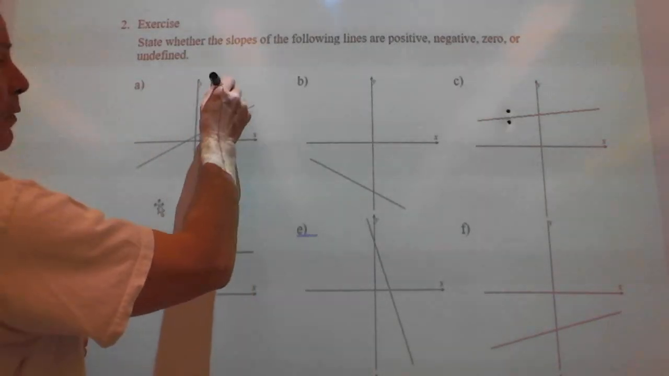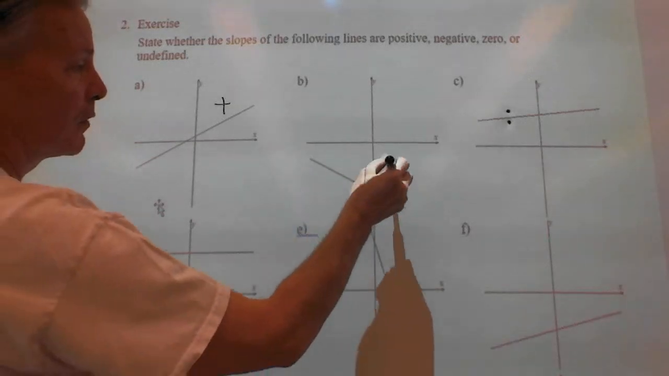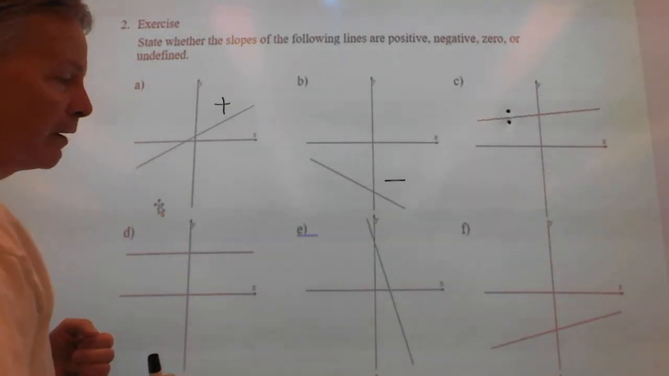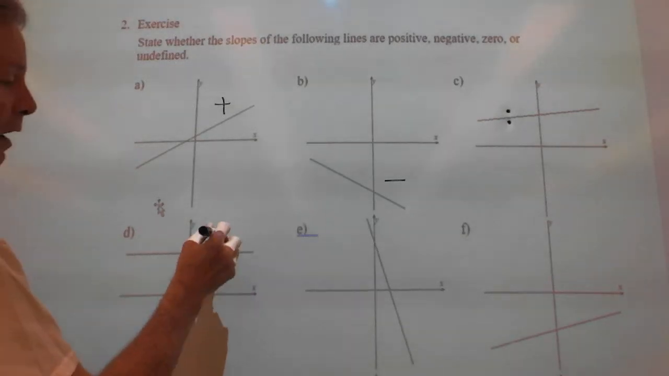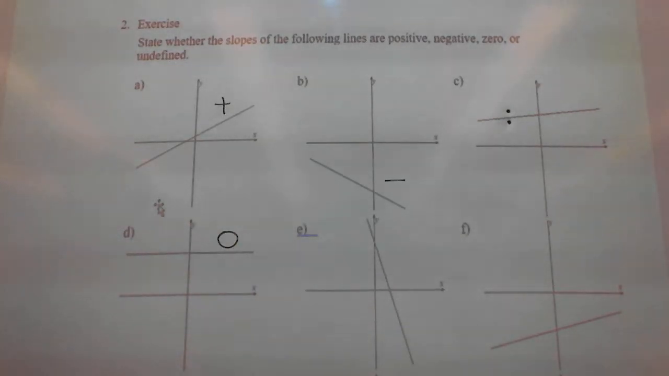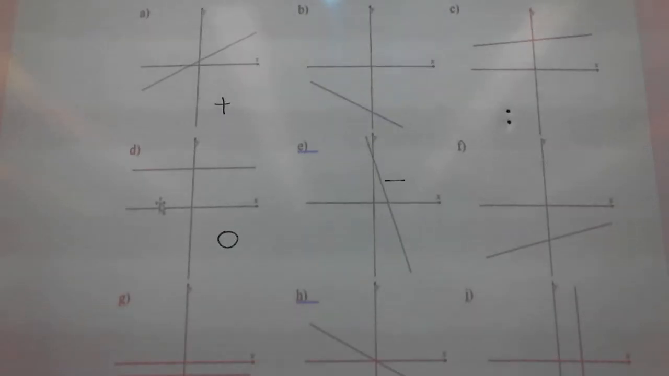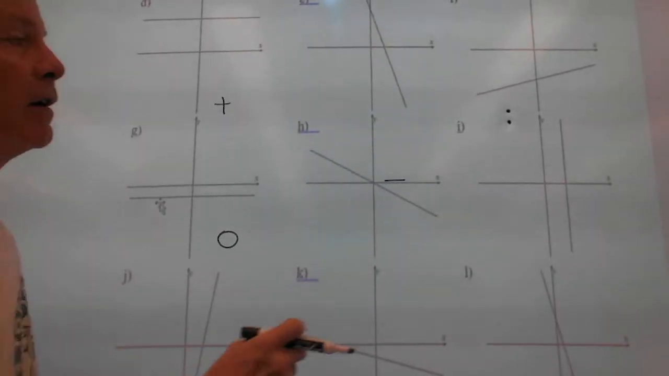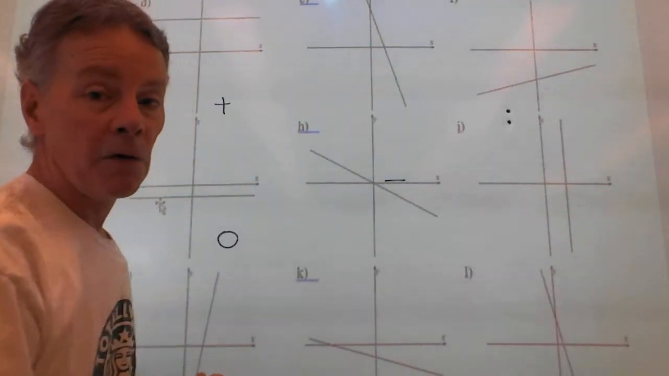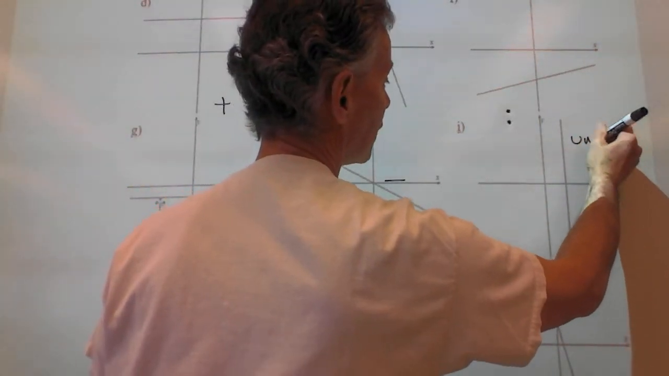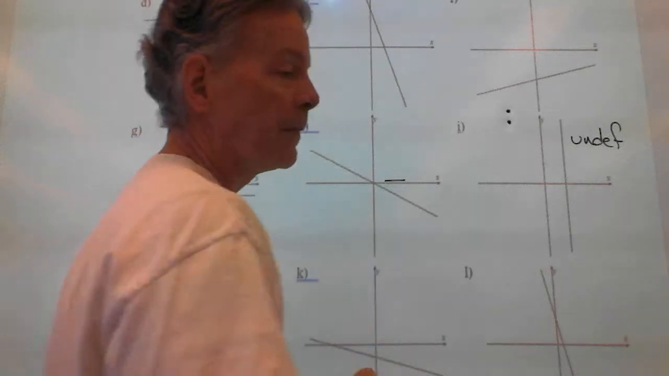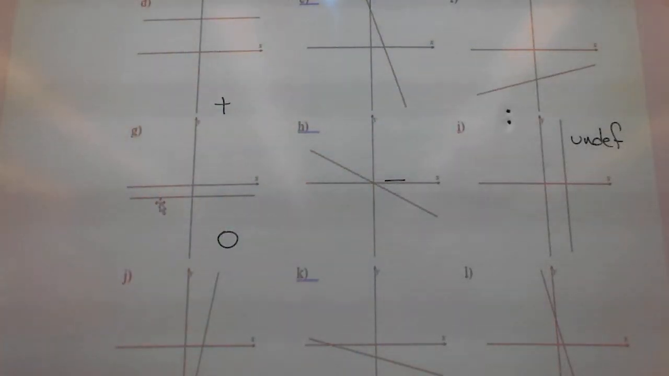This one goes up to the right, so it must be positive. This one goes down to the left, so it must be negative. This one is horizontal. It would have a slope of 0. And finally, over here, you can see an example of a vertical line, and a vertical line has a slope that is undefined. Okay? Just review.